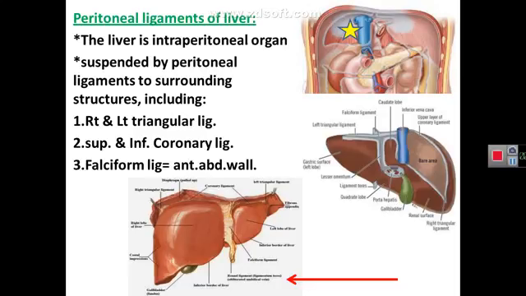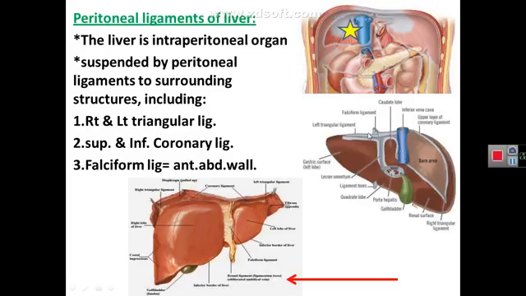In consideration of peritoneal folds forming ligaments, we have peritoneal folds suspending the liver. The liver is suspended to the anterior abdominal wall and to the diaphragm and posterior abdominal wall. And this drawing shows the attachment of the peritoneum of the liver, or reflections of the peritoneum of the liver, which is visceral peritoneum, to the posterior abdominal wall and to the peritoneum of the diaphragm.